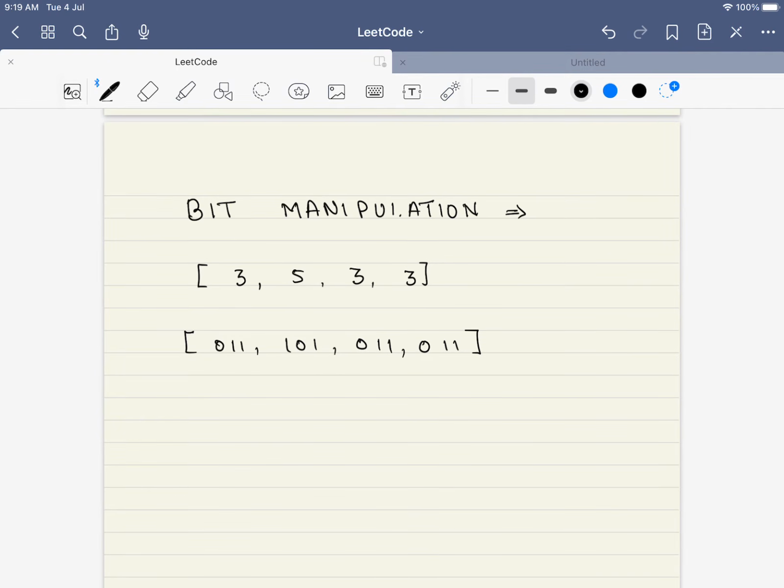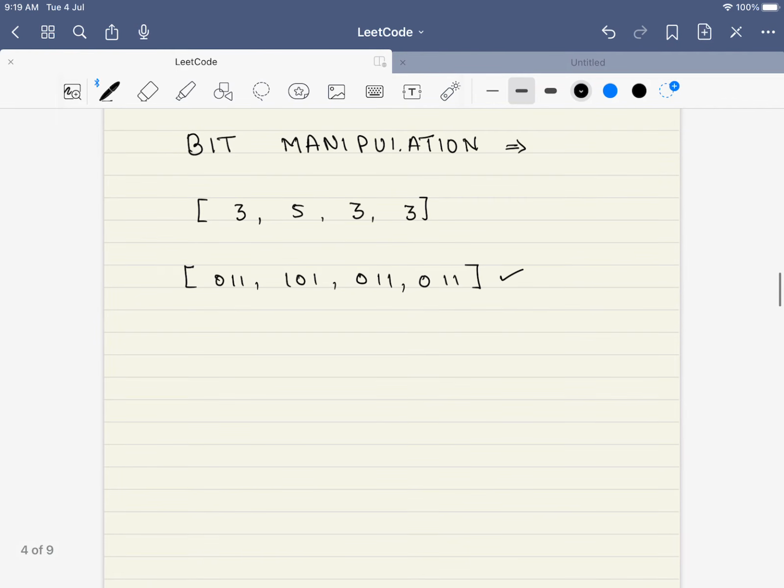Whenever you come to a bit manipulation approach, the idea is to think in terms of bits. Instead of thinking in terms of numbers, let's just think in terms of bits. So this is the binary representation of 3, 5, 3 and 3. Instead of considering all the bits, let's first consider the bit at the first position. All of them are equal to 1.